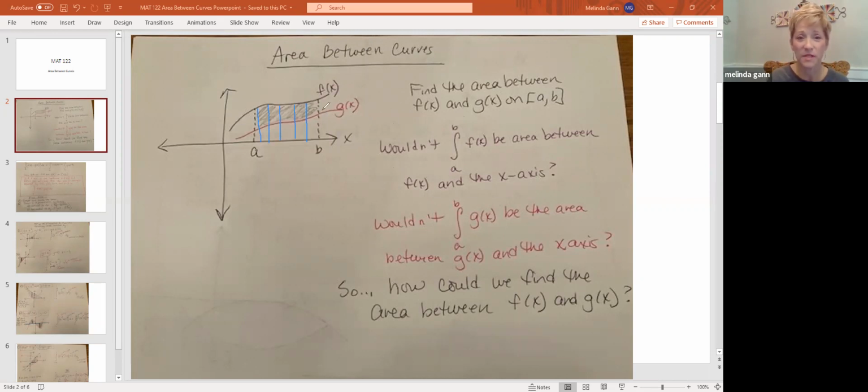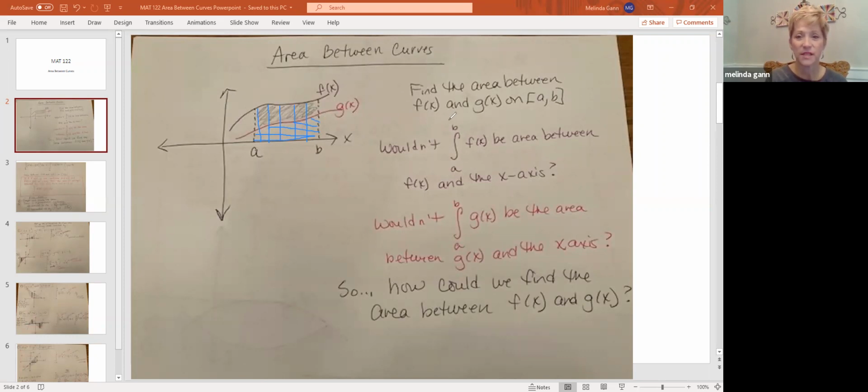Now, what I really want is the area between f of x and g of x. Do you see what I'm about to try to do? What would happen if I integrated from A to B of g of x, on that red curve? Do we understand that that red curve is also above the x-axis between A and B? So if I did that integration, wouldn't it be this area right here, between that red curve and the x-axis?